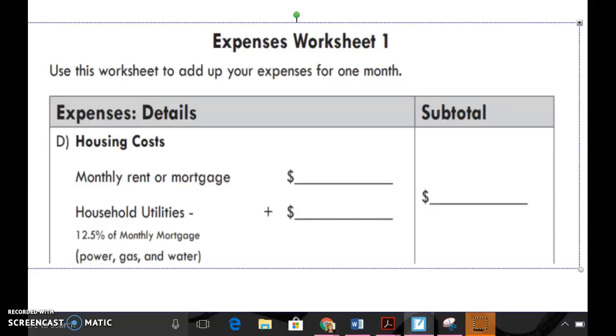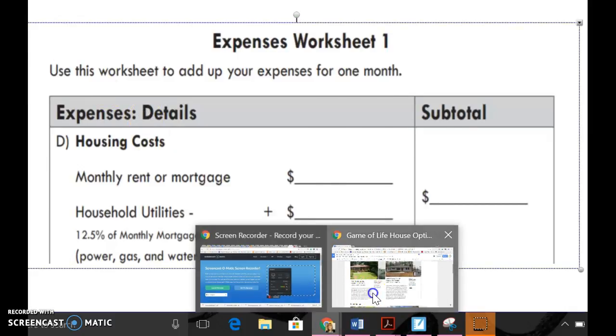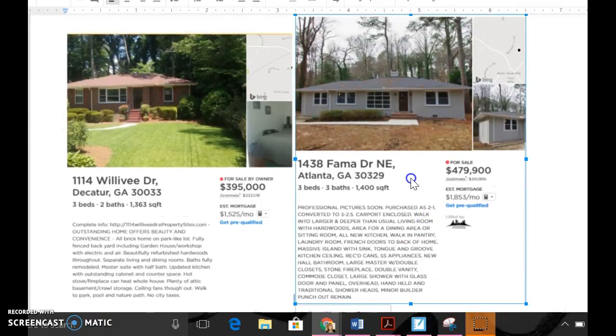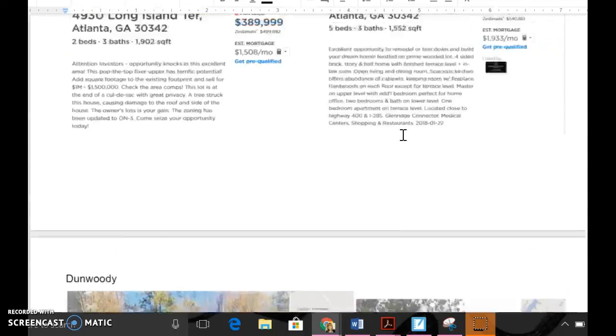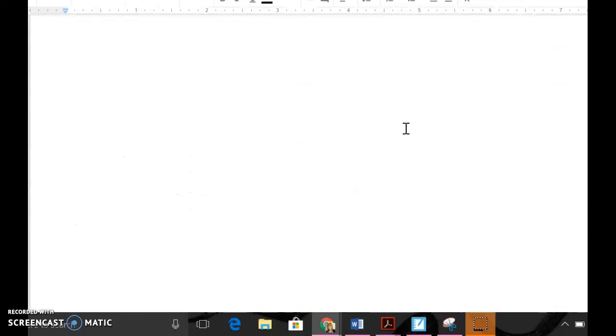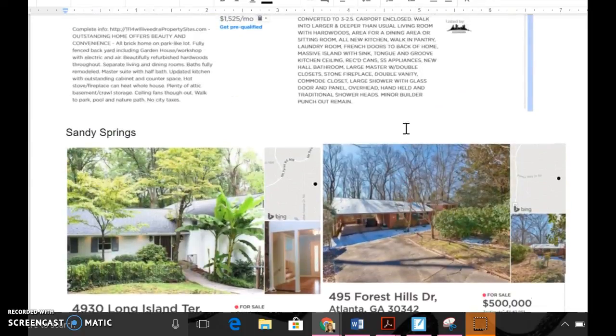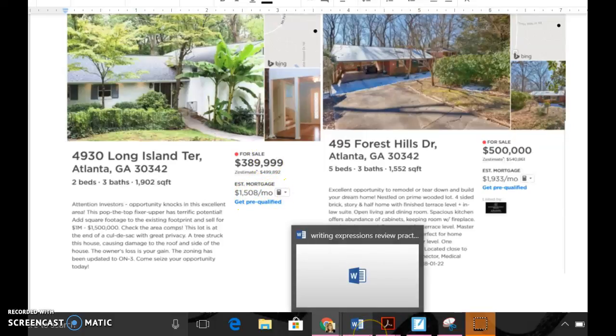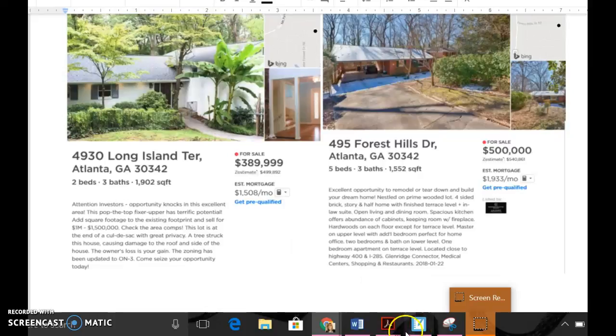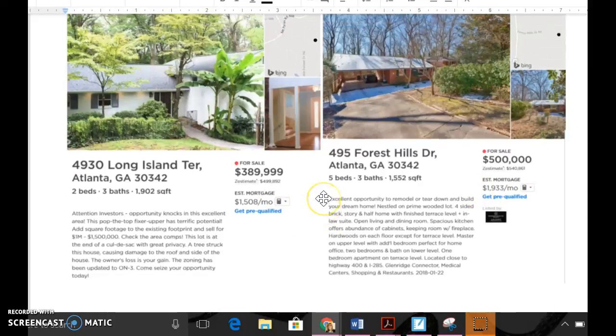Now let's look at the first part of your expense worksheet, which is the housing cost. You were given sheets by Ms. Sears to put into your folder with all of your housing options. So you were to go through, decide if you wanted to live in Toco Hills, Dunwoody, what area of town you wanted to live in, and pick a house. Based on your annual income, but also based on now that you have worked through what your monthly income is, you can start thinking about how much per month you can afford.